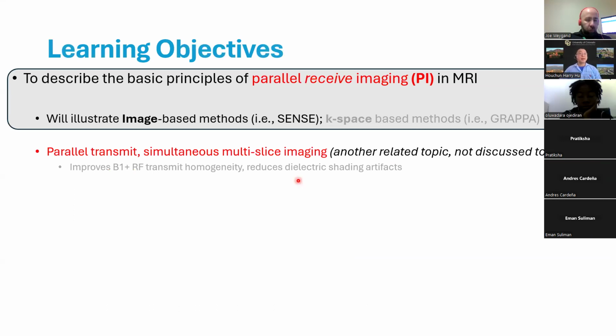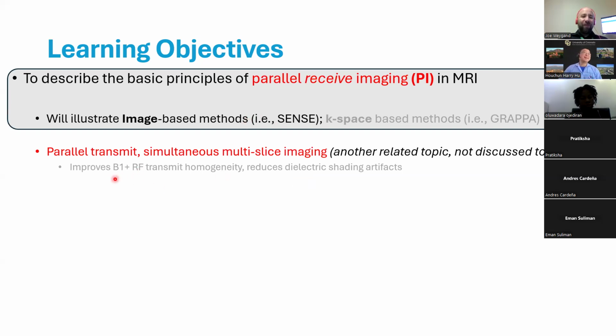Okay, so I have a couple of learning objectives. I have very few text-based slides, many are images, so this will be one of the few text-based slides. I'm only going to talk about parallel receive imaging today, and I'm going to largely focus on the image-based methods, also known as SENSE on the Philips systems. There are a number of k-space-based methods called GRAPPA. I'm not really going to talk about them just because they're a little bit harder to visualize on a set of slides, and the image-based methods make a lot more sense.